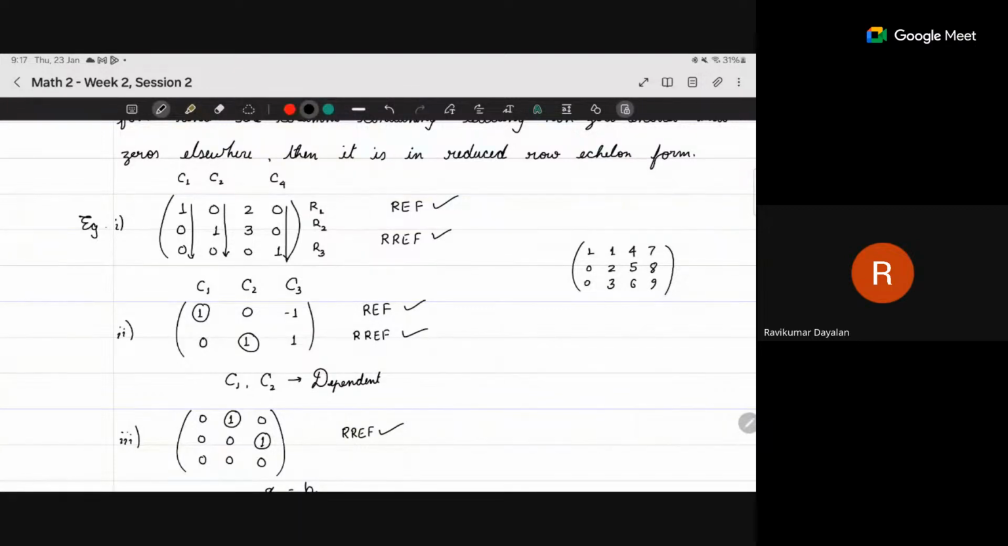Okay. Instead of 2, if I have 1 and 0 and 1 and 0, yeah, 1, then in the first row there is a leading 1, in the second row it is there, and the third also has it. So we can say it is REF, right? This is REF, but not RREF. Okay, sir. Thank you, sir.